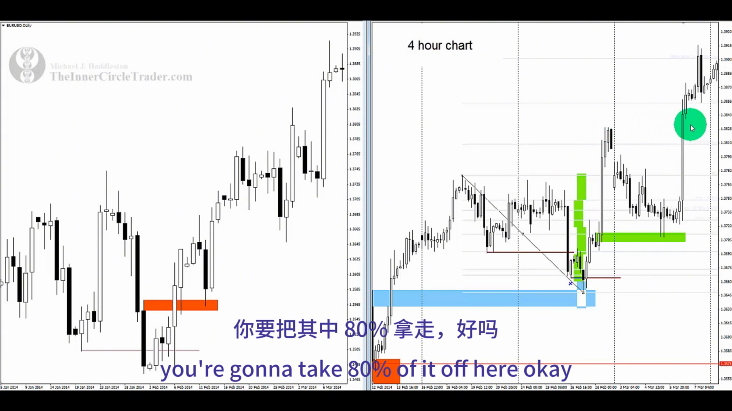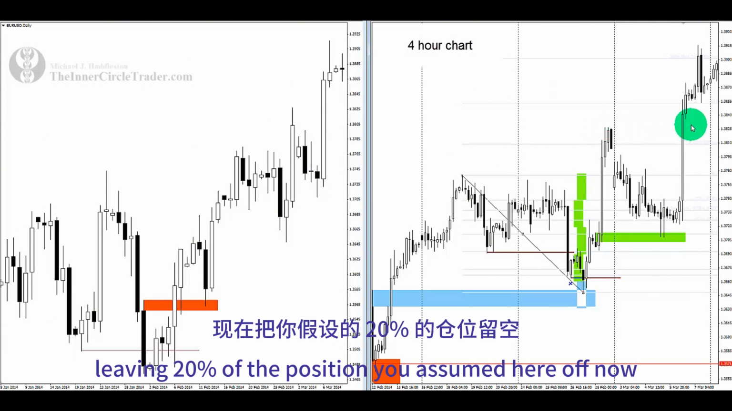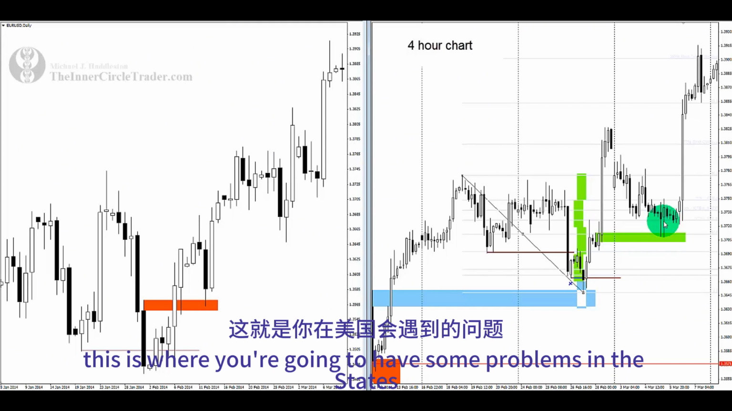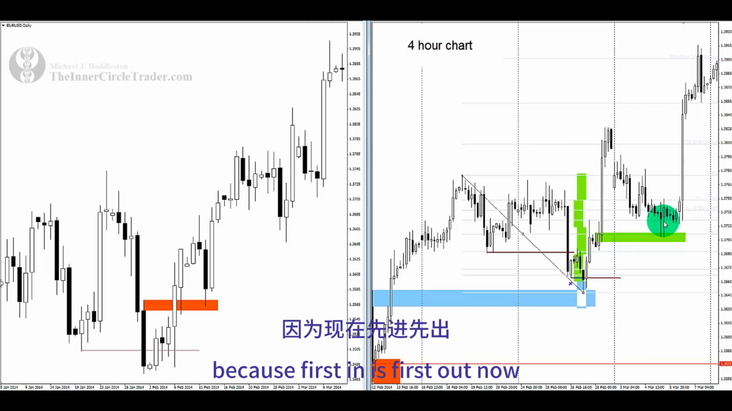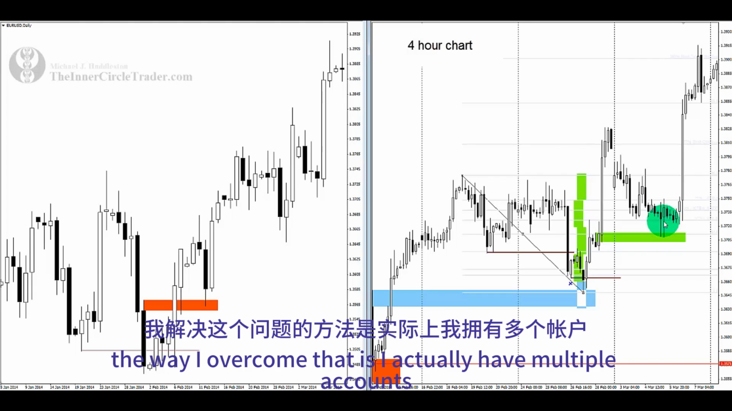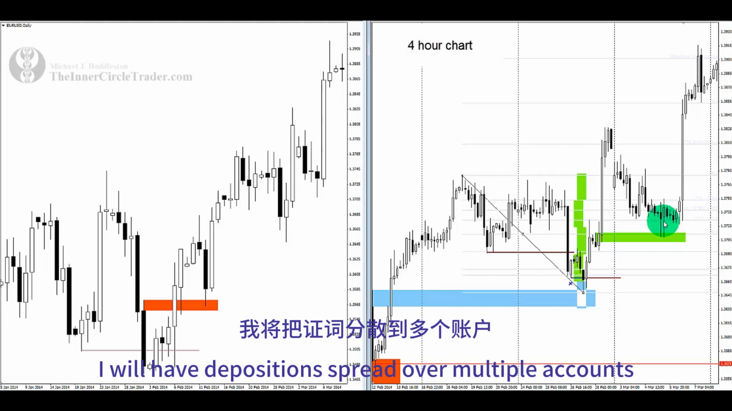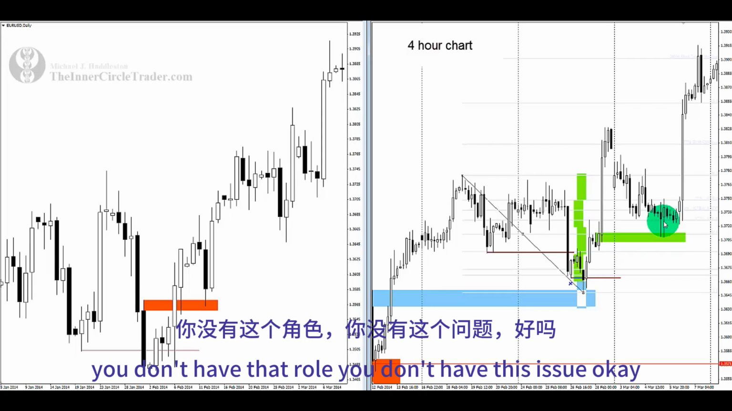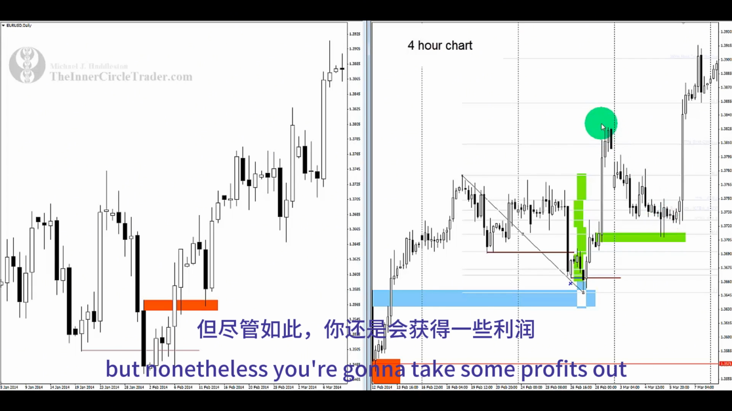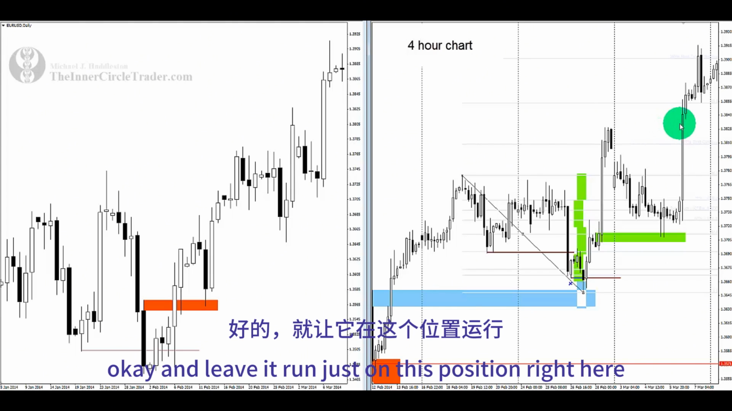You're going to take 80% of it off here, leaving 20% of the position you assumed here. Now, this is where you're going to have some problems in the States, because first in is first out. The way I overcome that is I actually have multiple accounts. So if I'm going to work in a position in the same currency, and I'm building a position like this, I will have the positions spread over multiple accounts. If you're not in the States and you don't have that rule, you don't have this issue. But nonetheless, you're going to take some profits out and leave it run.